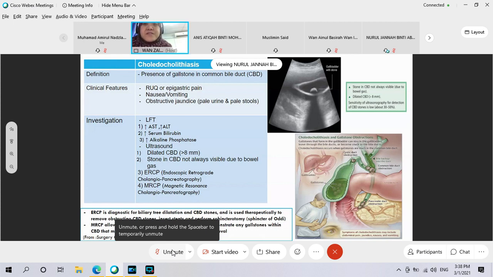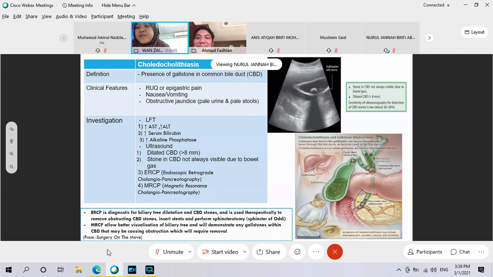Okay, direct bilirubin. So, not only ALP, you have to look at the bilirubin, whether the direct or indirect bilirubin is higher, right? So those will guide you to give the correct diagnosis. Alright, okay. So ERCP, nanti sekejap, tak habis lagi.